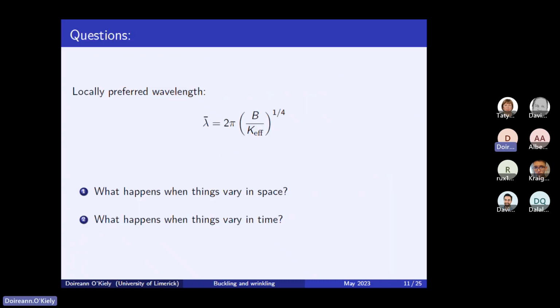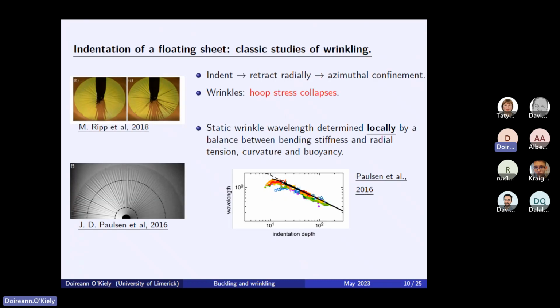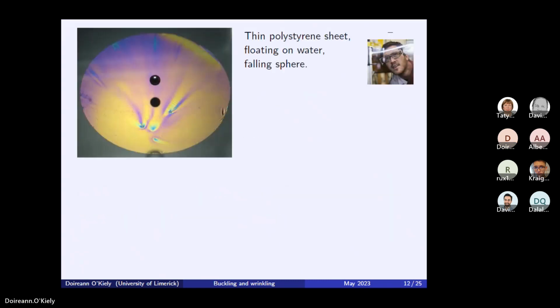So what we start to think about is, firstly, what happens when things vary in space, and also what happens when things vary in time. I'm going to start with this second question: what happens when things vary in time? What happens if I think about systems like this, but instead of allowing everything to come to quasi-static equilibrium every time, I look at what's happening dynamically? Not just what the wrinkles are at the end, but how they actually form.